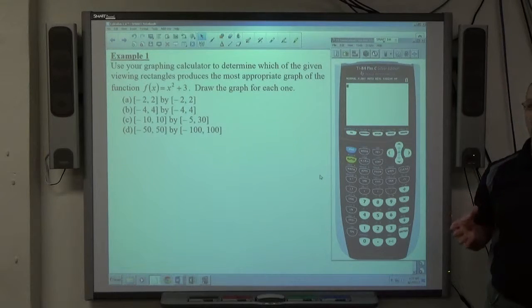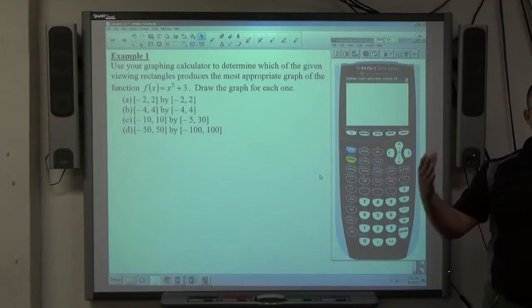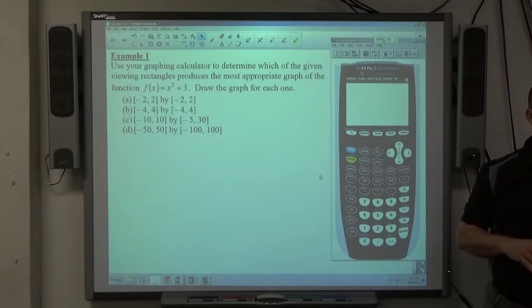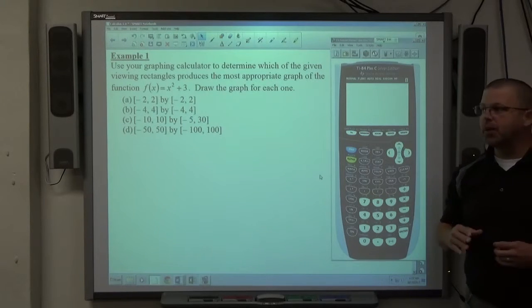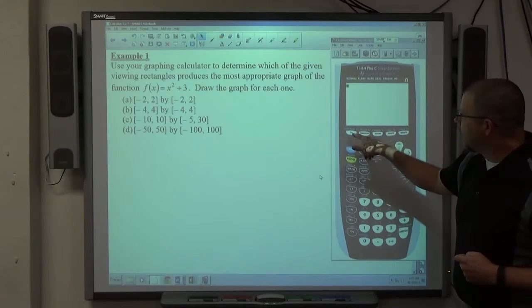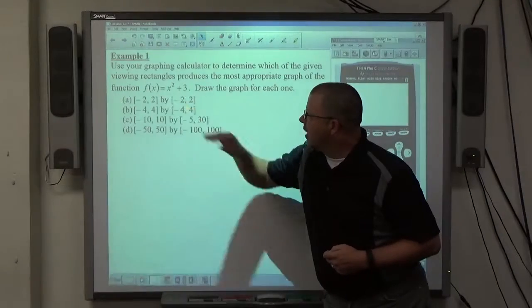I want you to draw a rectangle on your paper, and just give me the x min and max, y min and max, and then give me a basic sketch of what the graph looks like on your screen. Again, it doesn't have to be perfect. If we take a look, first of all, it's telling us to graph a function x squared plus 3.